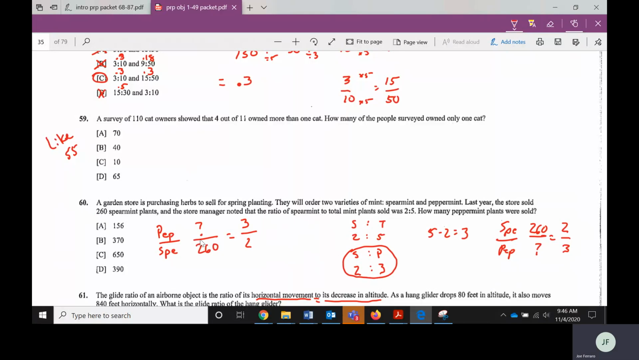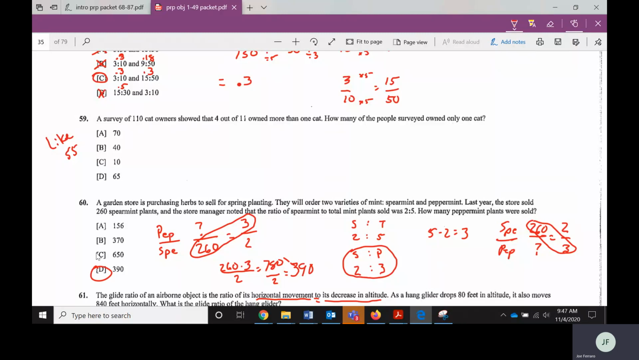Now, because the cross multiply for either one, the diagonal with 2 numbers is the 260 and the 3. So for either way here, we're going to go 260 times 3 divided by the other number. So 260 times 3 is 780 divided by that 2. Okay, it should be a 390. And it's letter D.